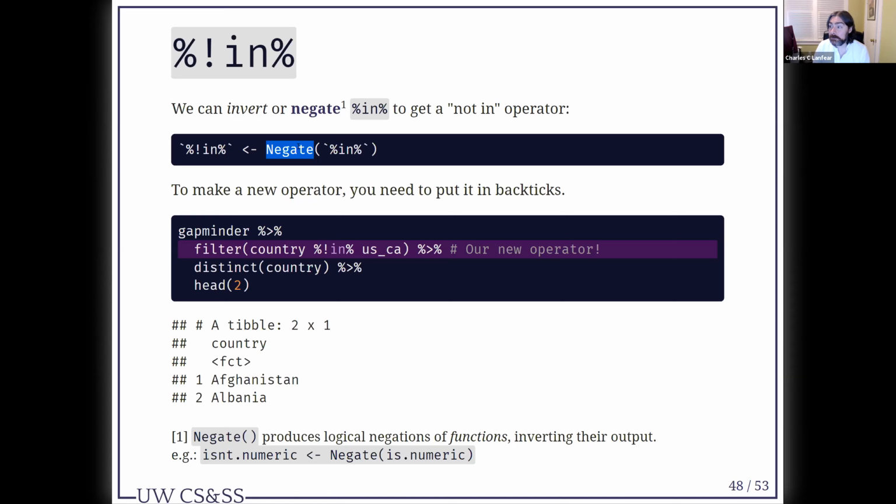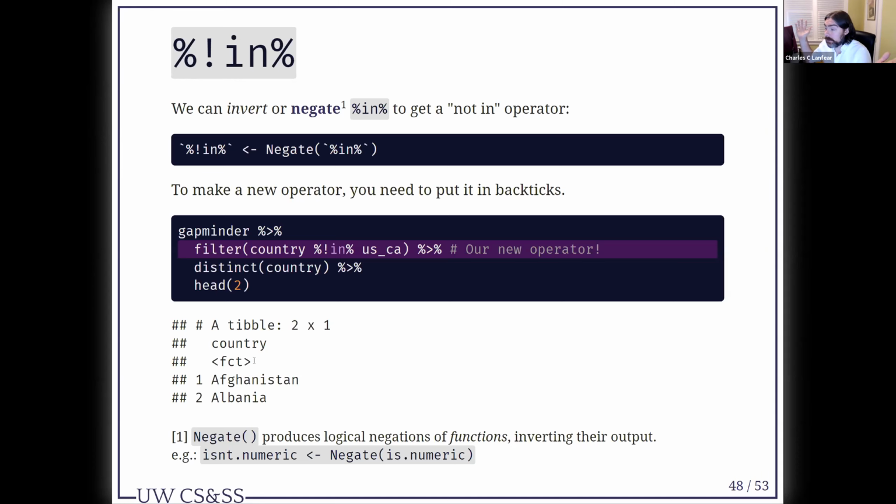The exclamation point inverts actual trues and falses. Negate inverts an entire function. So what this does is it takes the %in operator and literally makes it return falses when it should return trues and trues when it should return falses. It's not flipping the trues and falses, it's making the function operate in reverse. Kind of weird. Don't worry about how it works. So I create this like that. And now, happily, I can say, take my gapminder data and then filter so that country is not in US and Canada. And then I get Afghanistan and Albania.